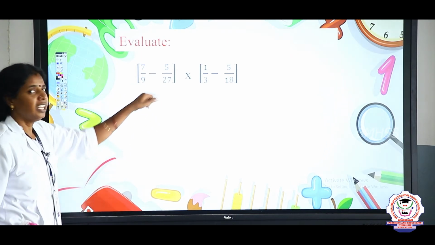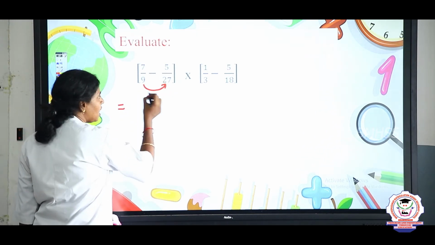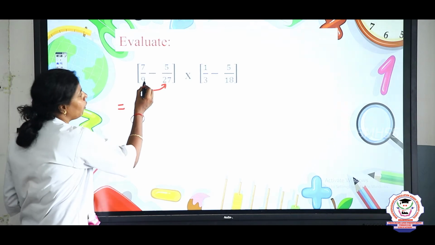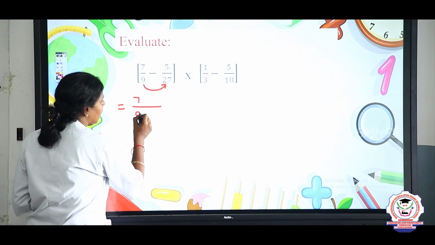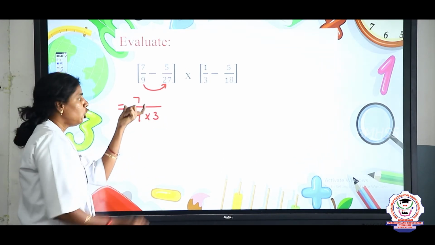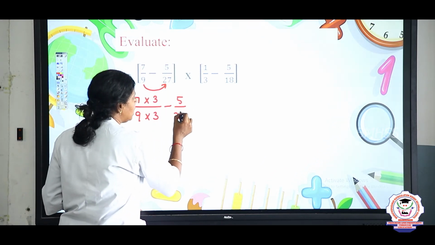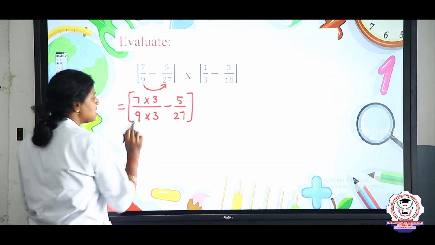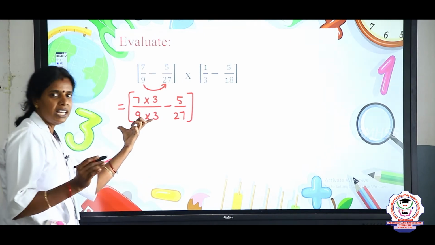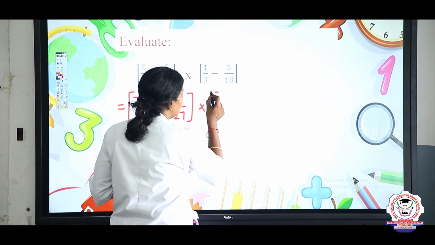So, 9 and 27, here 27 is a multiple of 9. See how many times 9 goes into 27? 9 3s are 27, right? So, I am going to multiply this 7 by 9 into 3. If the denominator is multiplied by 3, the numerator also we need to multiply by 3, minus 5 by 27. See why we did like this? The product of 9 into 3 will be 27, then the denominators will be the same. Then we can subtract the numerators.